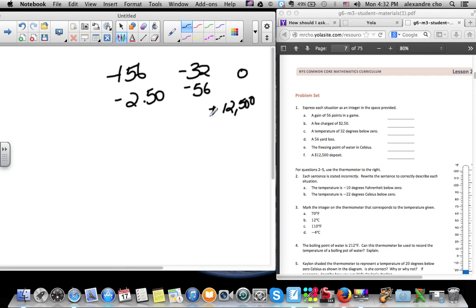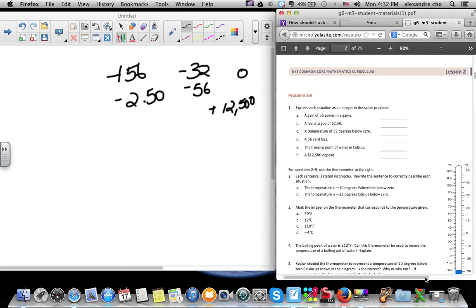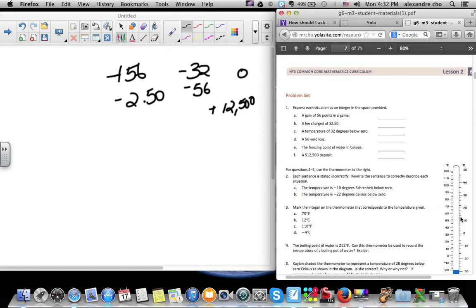All right, 3. Mark the integer on the thermometer that corresponds to the given temperature. That's not that hard to do. So 70 would be around here. 12 Celsius would be on the other side. Okay, just make sure, although I can't write on it. So 12 Celsius would be around here, where the arrow is. 110 Fahrenheit would be on this side, just about there. And negative 4 Celsius would be on the right side, and 0, and it would be about here.